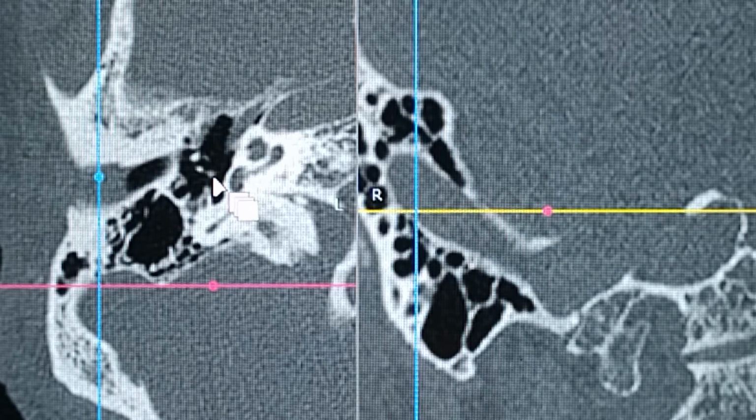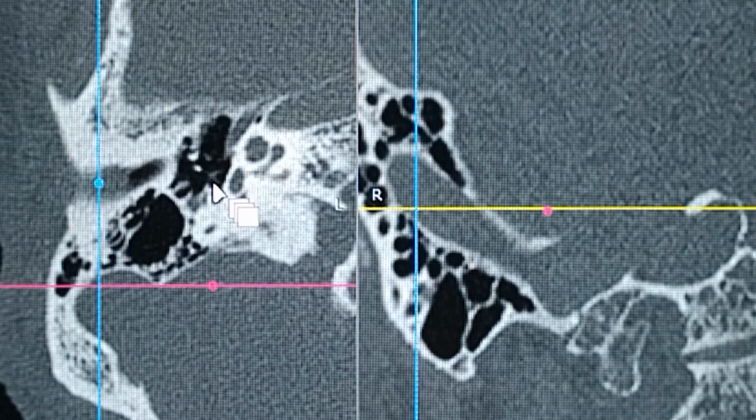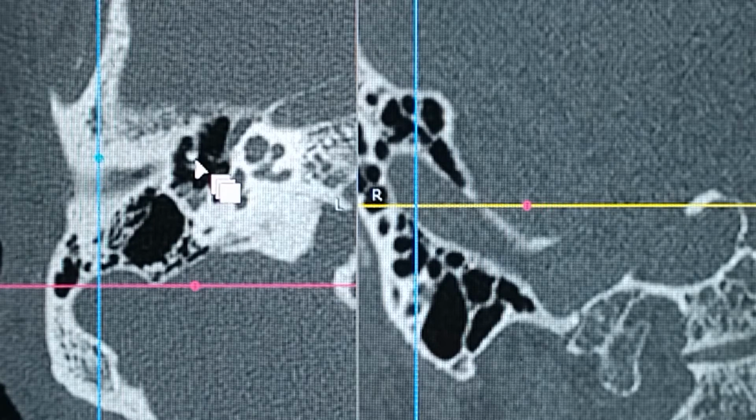Keep on going superiorly, you can see the lentiform process right there, and that is basically the head of stapes right there. Keep on going above, you can see the crura of the stapes, and then the footplate down there. Keep on going above, you can see these two dots.